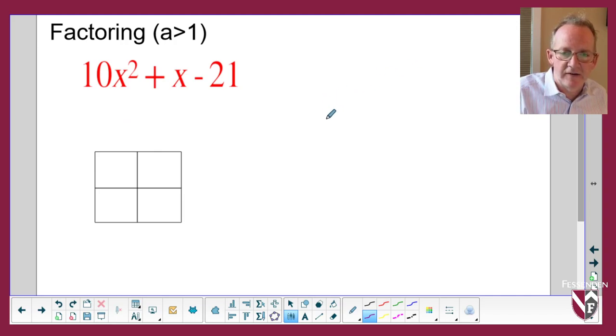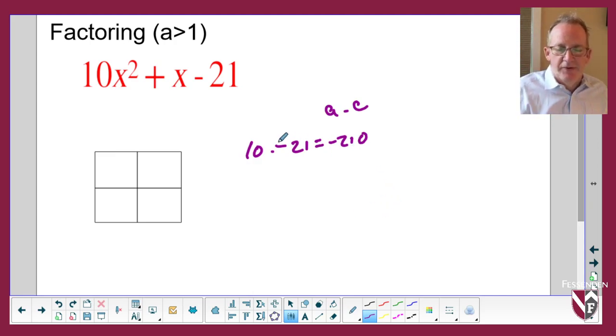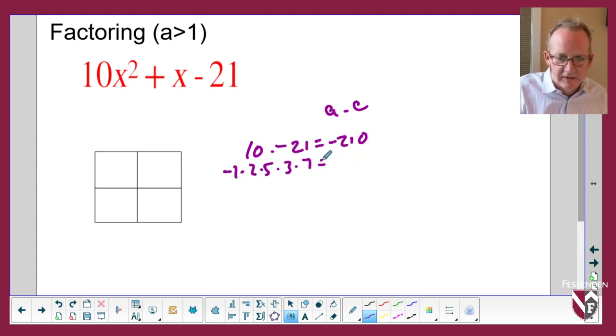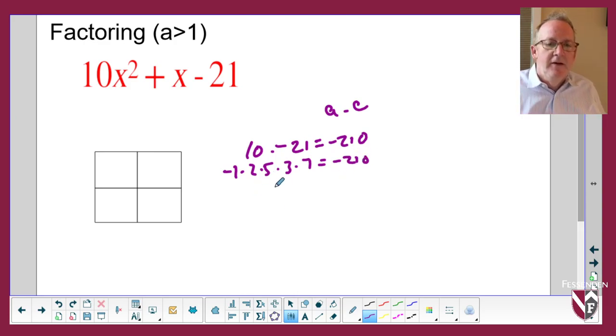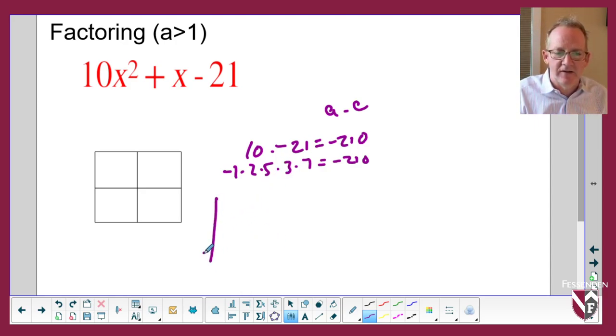So let's use our AC method, A times C. In this case, that's 10 times negative 21. That's equal to negative 210. That is a big number. So, you know what I might do? I might look at the factors. We have 2 times 5 times 3 times 7. This is the prime factorization. We need a negative. That also equals negative 210. By looking at the individual factors, it may help me do a list of factors, because I know it needs to add up to 1. Do you see why it has to add up to 1? Because it's 1x. There's a 1 right here.